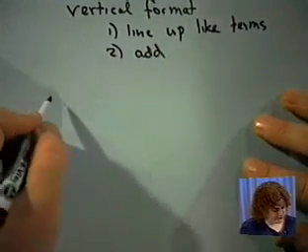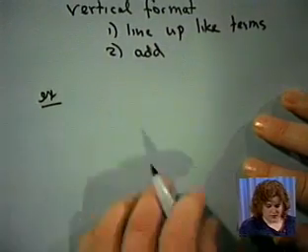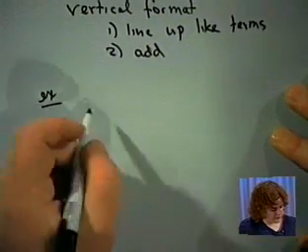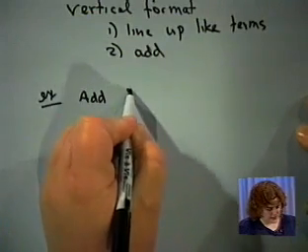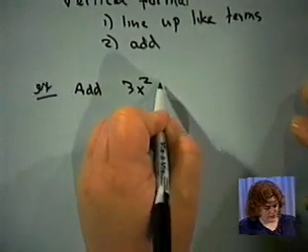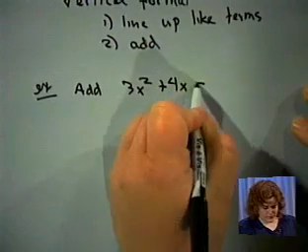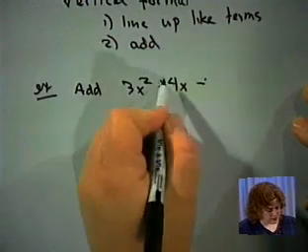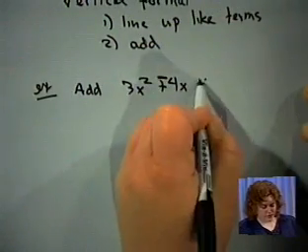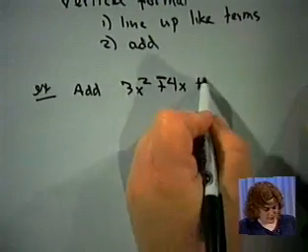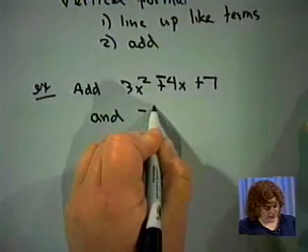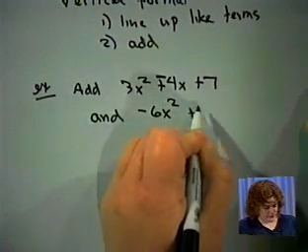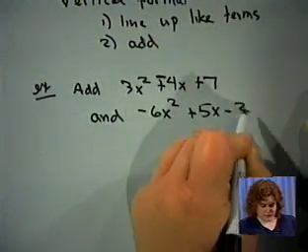I believe it's the same polynomials that we just did, and let's add 3x squared minus 4x. We can always write that as plus a negative 4x, plus 7, and a negative 6x squared plus 5x minus 2.